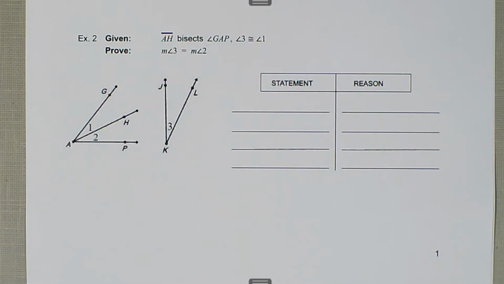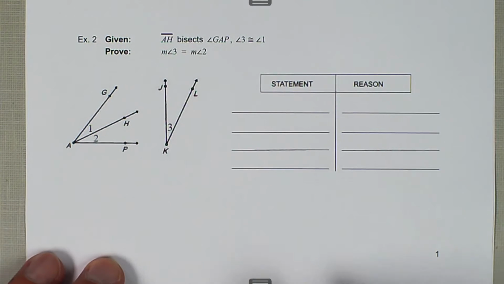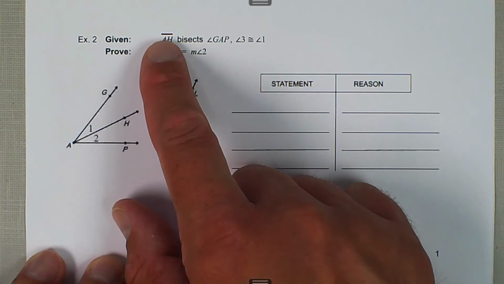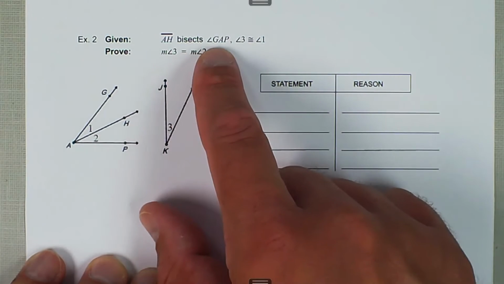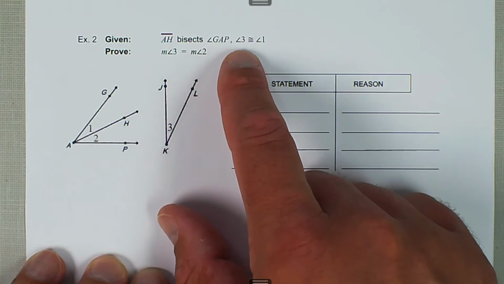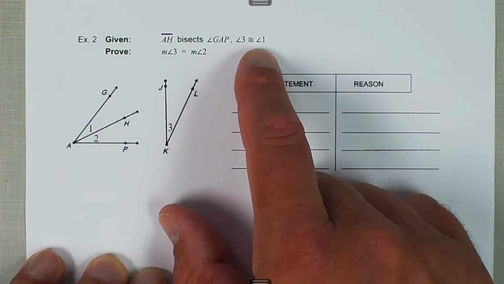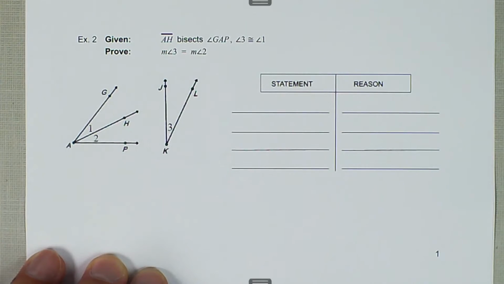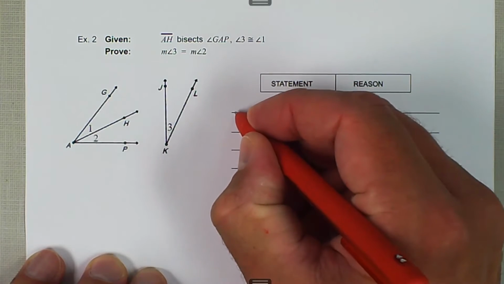We're talking about geometric proofs, and in this case, we're talking about angle relationships. It says the line segment AH bisects angle GAP, and it also says angle 3 is congruent to angle 1. So we're going to write those things down as our first step.